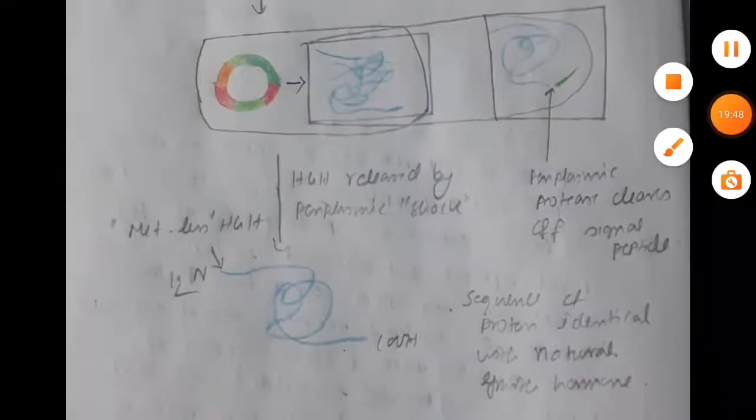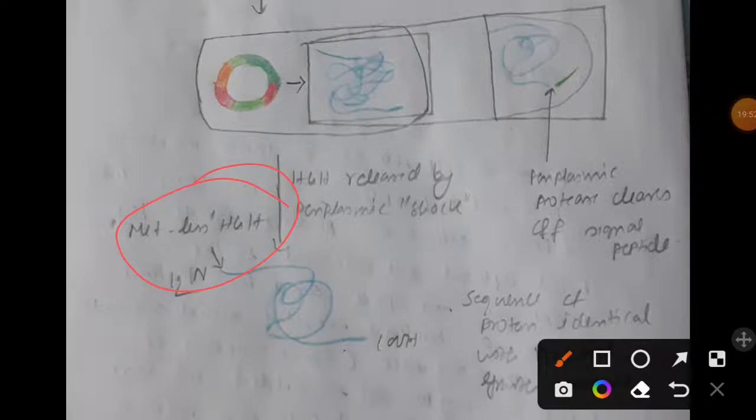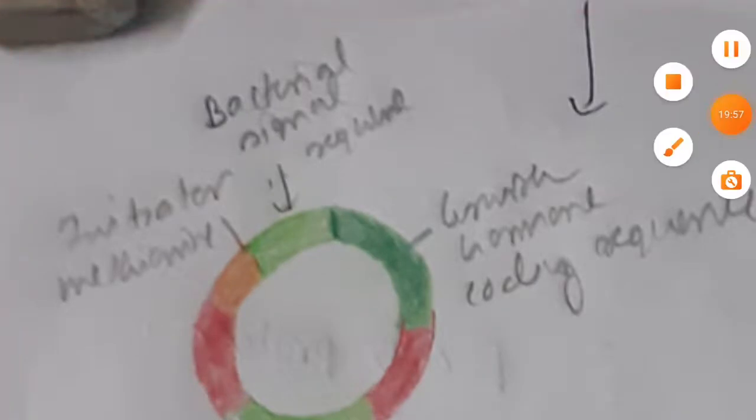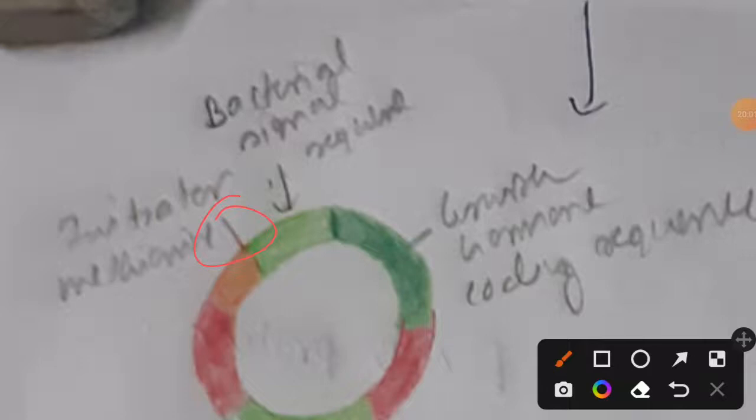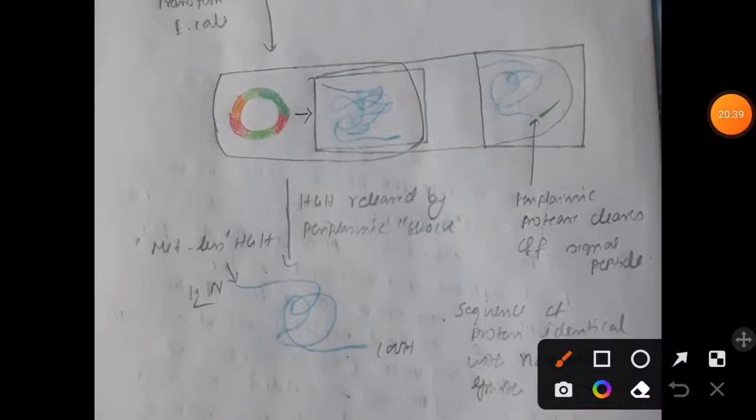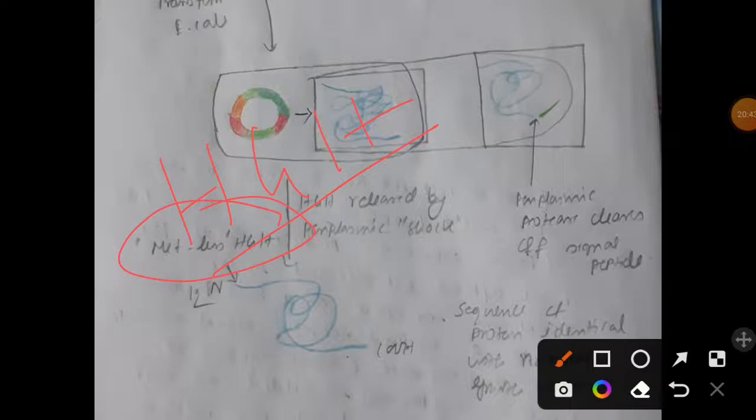And as a result, the human growth hormone that we will get will be a methionine-less human growth hormone. Because here the initiator methionine is at the beginning of the bacterial signal sequence, right? So when it undergoes transcription to produce the mRNA and then translation, and then inside the cell, due to the presence of periplasmic protease, the bacterial signal sequence will be cleaved. As a result, our initiator methionine is also cleaved, and the human growth hormone that we have now is a methionine-less human growth hormone.